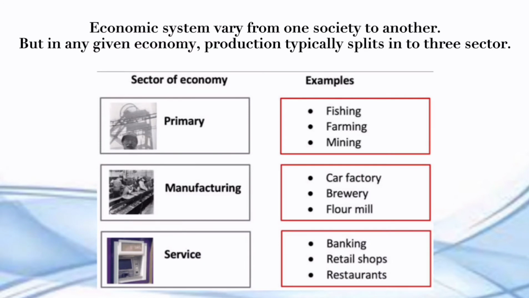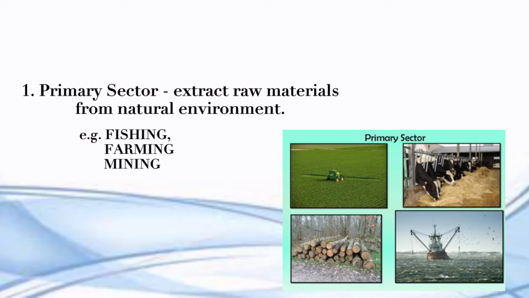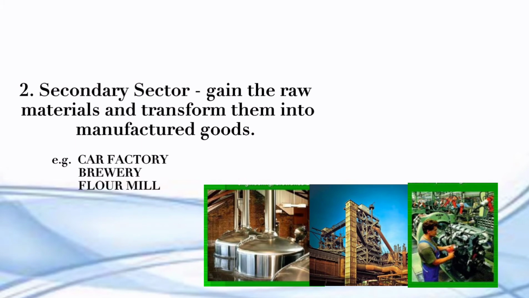Economic systems vary from one society to another, but in any given economy, production is typically split into three sectors. The primary sector extracts raw materials from the natural environment. Workers like farmers and miners fit well in the primary sector. The secondary sector gains the raw materials and transforms them into manufactured goods. This means, for example, that someone from the primary sector extracts oil from the earth, then someone from the secondary sector refines the petroleum into gasoline.